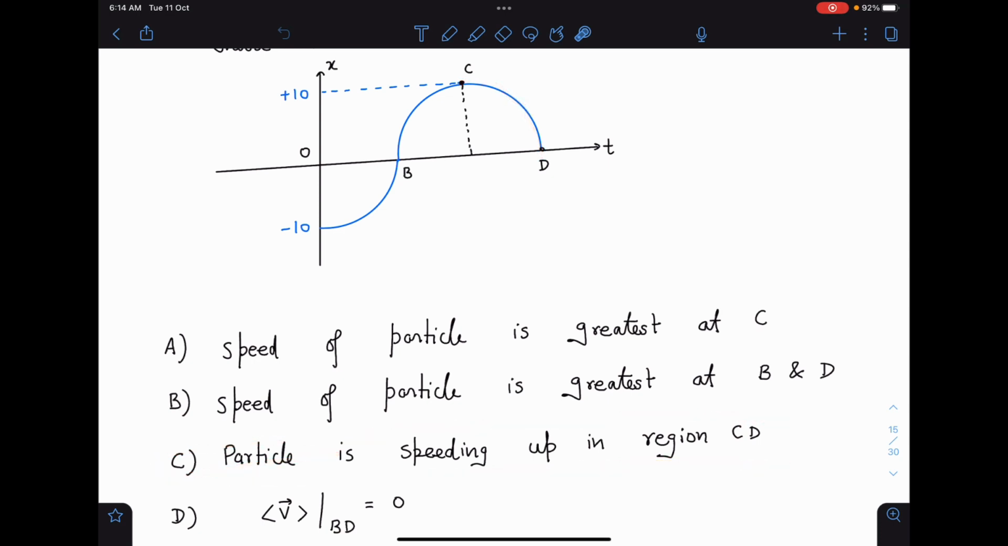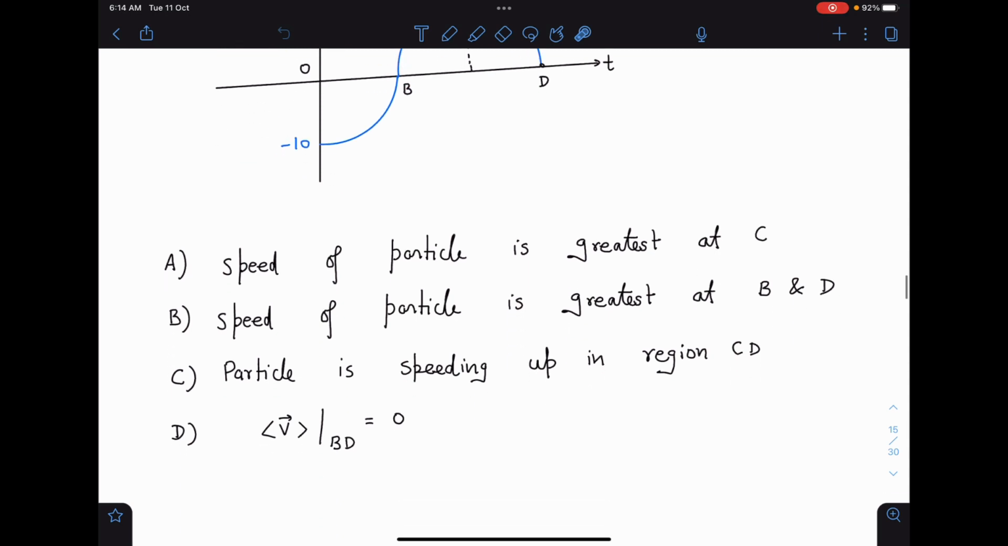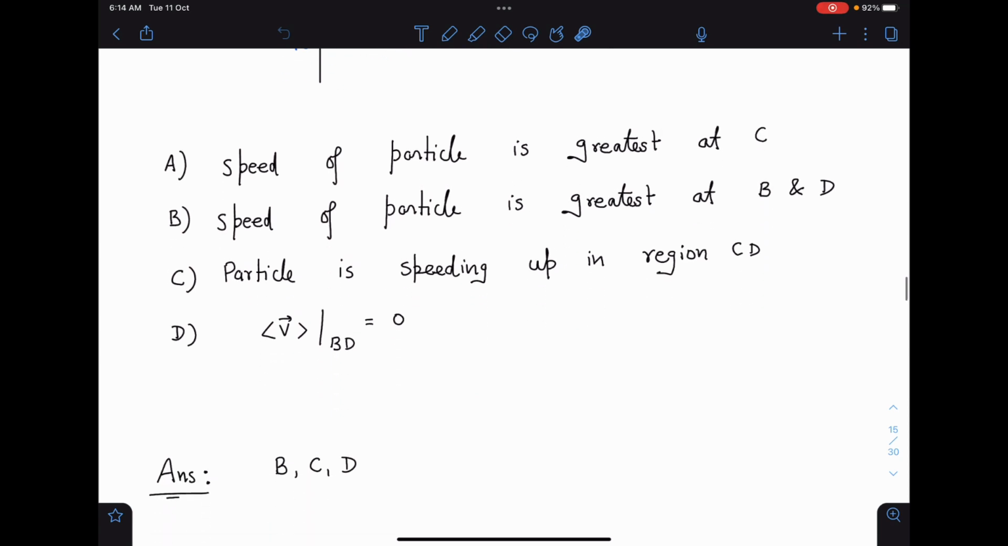Then average velocity from B to D. Average velocity from B to D, you see it's going like this, so going up and coming down. So displacement is 0 here. So if displacement is 0, average velocity is going to be 0. I hope this part is clear to you. BCD directly I can say.